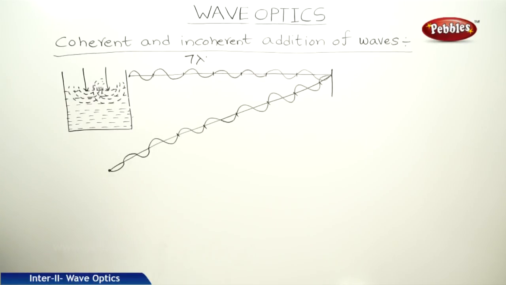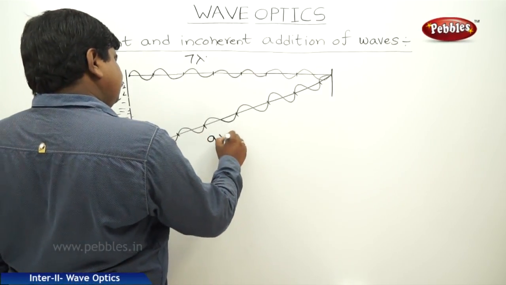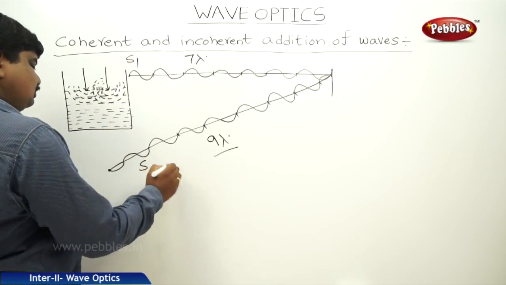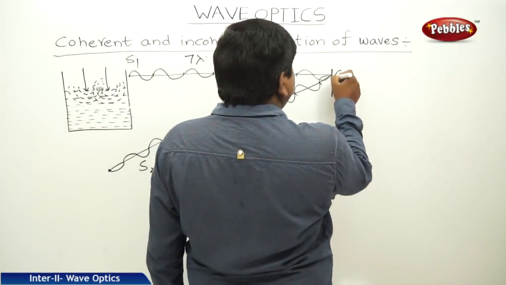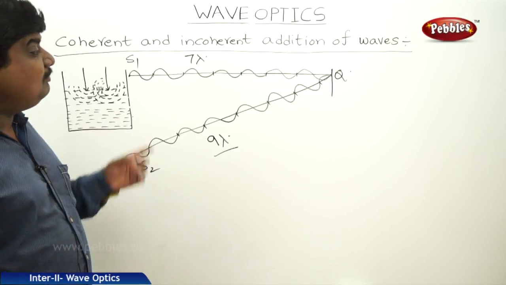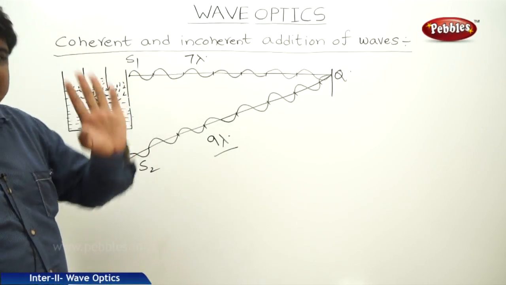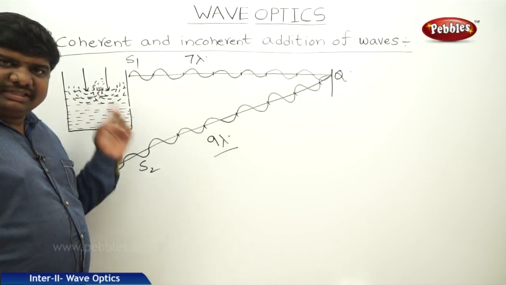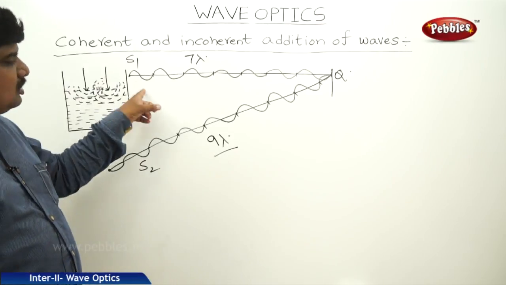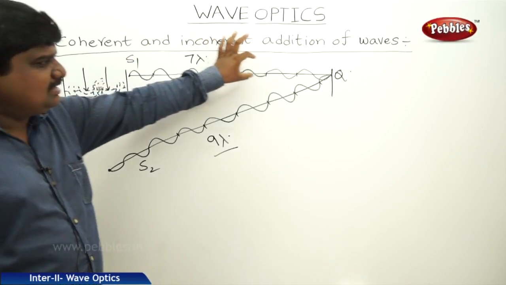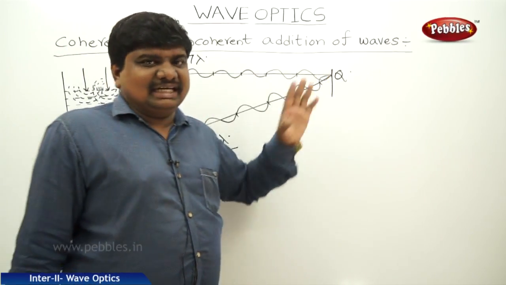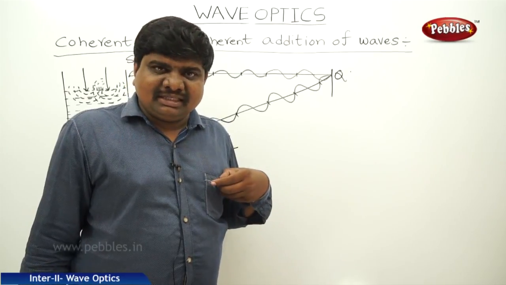This is the clear picture. It is of 9 lambda. This is from source 1, this is from source 2. They both are converging at a point Q. So source 1 has released a wave of wavelength 7 lambda, meaning each wavelength is lambda. We know the meaning of wavelength, crest to crest or trough to trough. So from source S1, a wave of 7 lambda is released, and from source S2, a wave of 9 lambda is released.